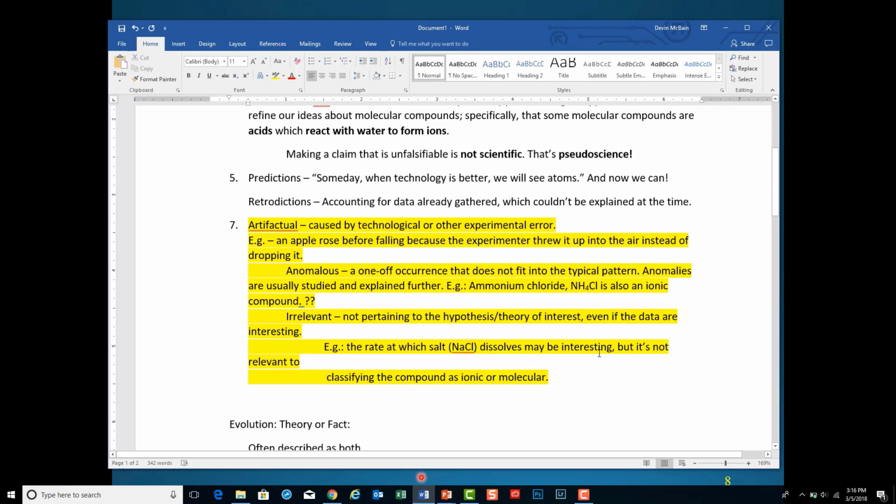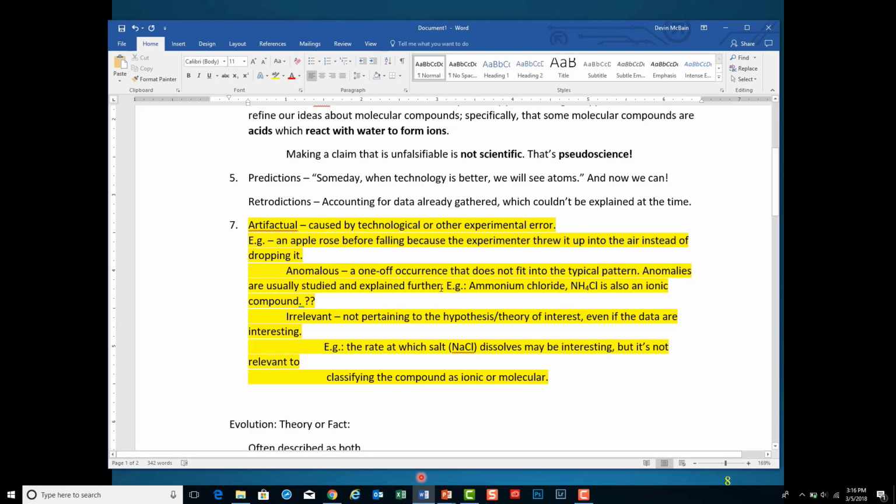An anomalous piece of data would be a sort of one-off occurrence that does not fit into the typical pattern. Sometimes they're one-off due to mistakes, sometimes they're one-off due to actually not falling within the bounds of the data set that you're interested in.